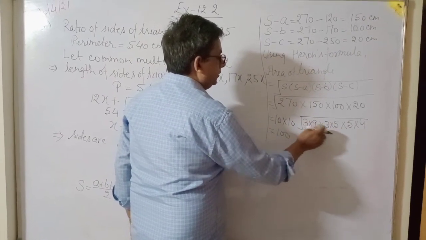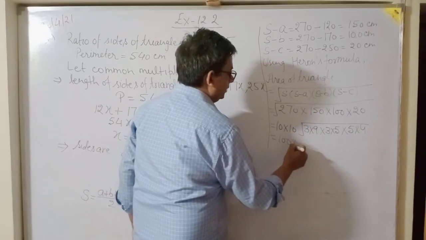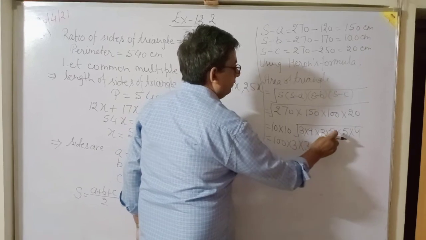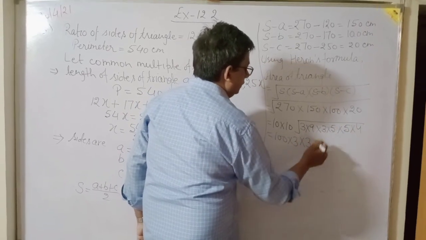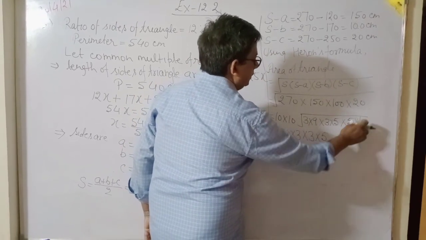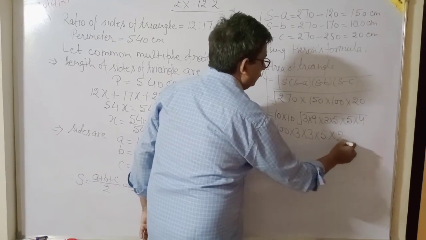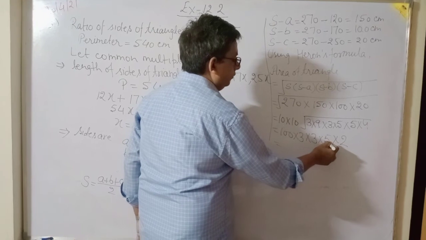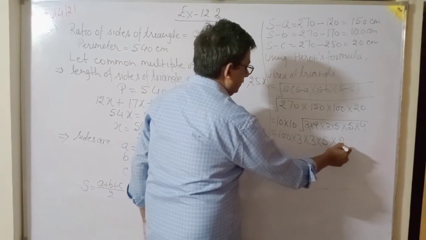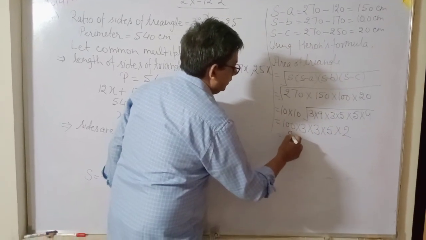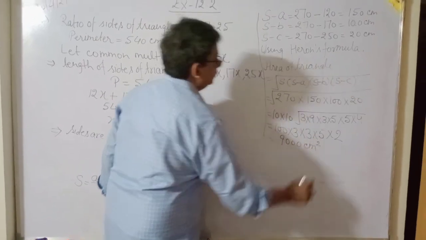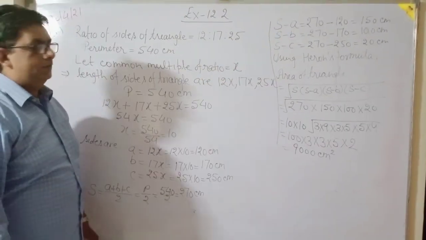3 is in a pair here. So take it outside. The square root of 9 is 3. 5 is already in a pair. So take it as 5. And the square root of 4 is 2. So 3 3 are 9. 9 5 are 45. 45 2 are 90. 90 into 100, 9,000 centimeter square. So this is the area of the triangle required.